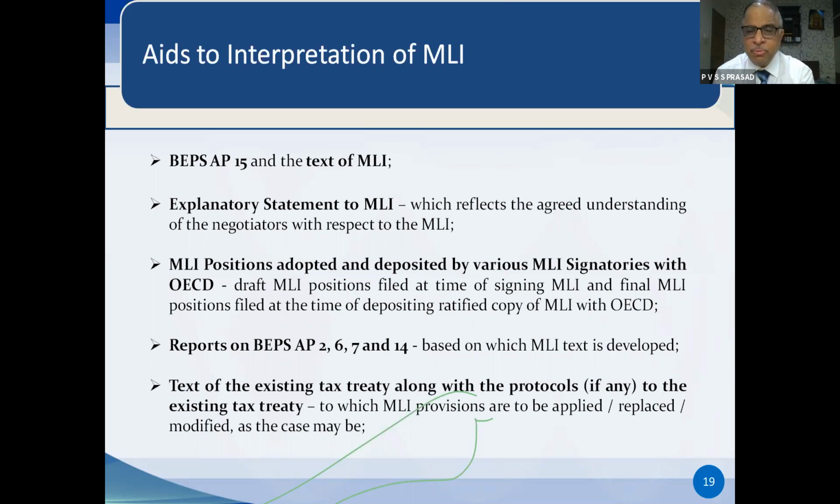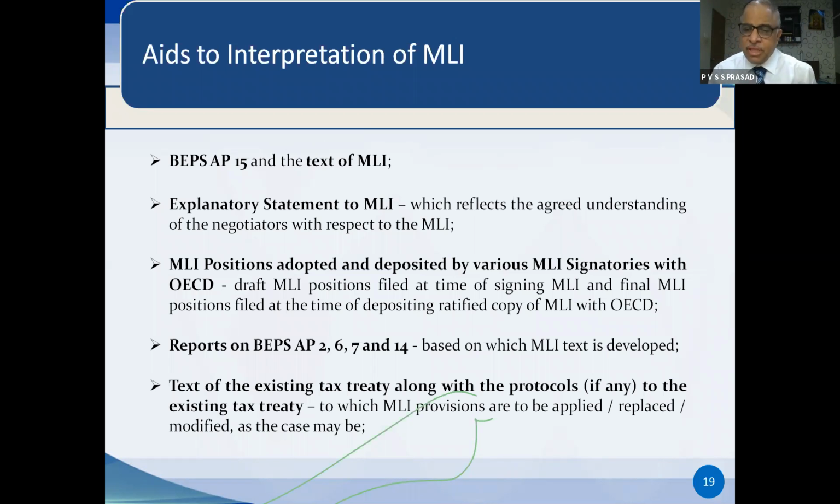MLI positions adopted and deposited. As mentioned by the chairman now in the introductory remarks, we have given our ratification instrument on 25th June 2019. We have given and got it statutorily processed. And that is called the positions and deposit of the instrument to OECD. And that is an important document which we need to consider. And BEPS Action 2, 6, 7, and 14 have found their place in MLI. As I mentioned to you, all the action plans cannot be implemented through tax treaty network.